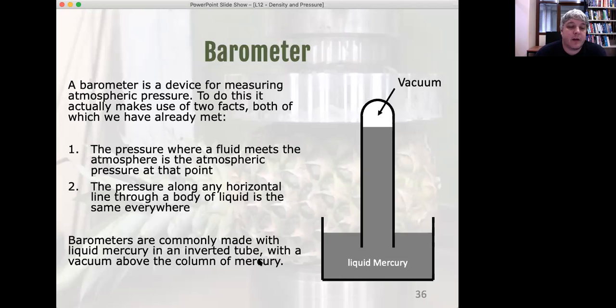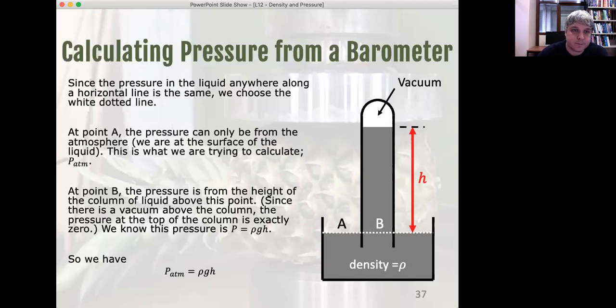Barometers are commonly made with liquid mercury in an inverted tube with a vacuum above the column of mercury, as I've just been talking about. You can technically make it with other substances, but as we'll see, it's not very useful. So the pressure anywhere along that white dotted line is going to be atmospheric pressure. Here it's due entirely to the atmosphere, but at B, it's due to the column of mercury.